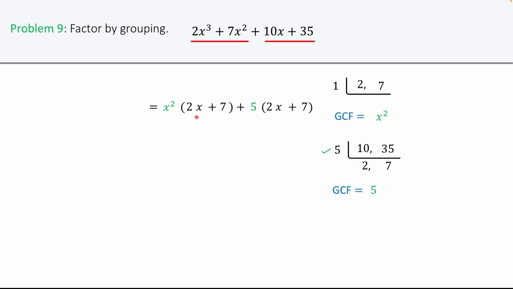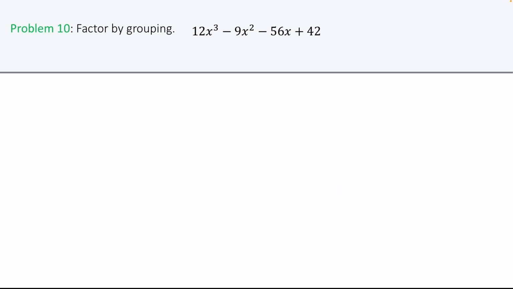Now you have 2 terms. Between these two terms, there is a greatest common factor, 2x plus 7. Factor out 2x plus 7. Divide each term by 2x plus 7. If you divide this term by 2x plus 7, you get x squared. Plus, if you divide this term by 2x plus 7, you get 5. This is the answer. Problem 10.